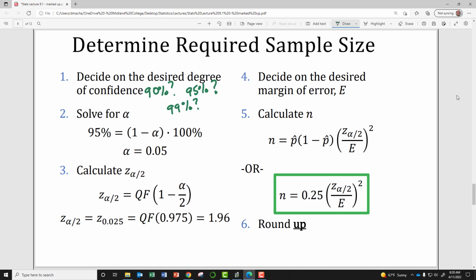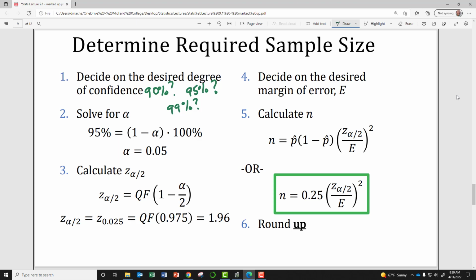Number 1, decide on your desired degree of confidence. You want it to be high, but not outside of your budgetary constraints. Step number 2, you solve for alpha, just like we have done before. You put your desired degree of confidence on the left, and on the right side of the equation, you write 1 minus alpha times 100%. Solve for alpha. Number 3, you're going to calculate z with subscript alpha over 2. And so you just divide this by 2, so alpha over 2 would be 0.025 in this case. And then you evaluate your quantile function there.